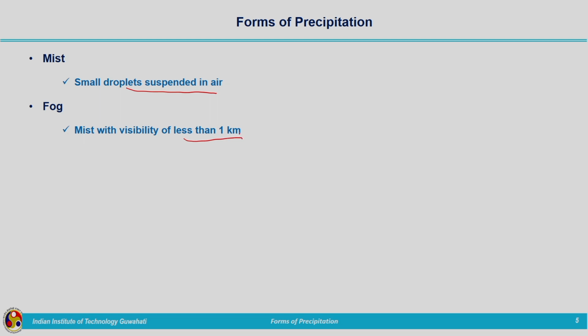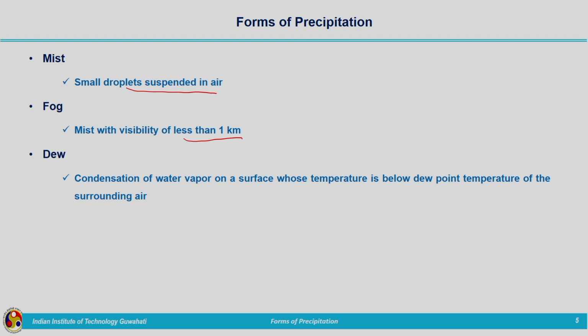Sometimes during foggy days or when there is a lot of mist, when we drive, we won't be able to see a longer distance, we won't be able to move ahead. So, if the distance visibility is less than 1 kilometer, then we will call it fog. So, mist and fog can be considered to be the same.